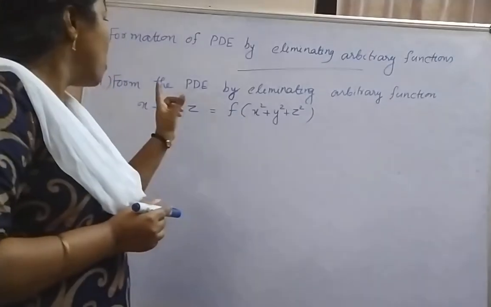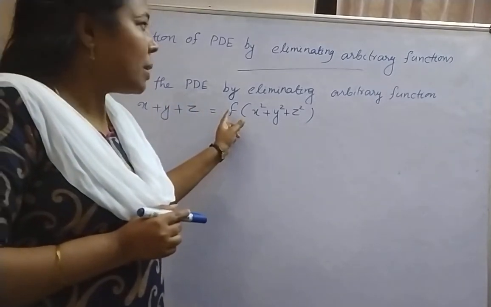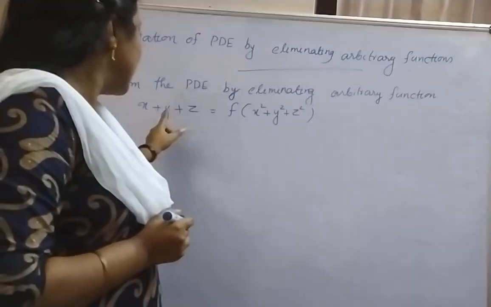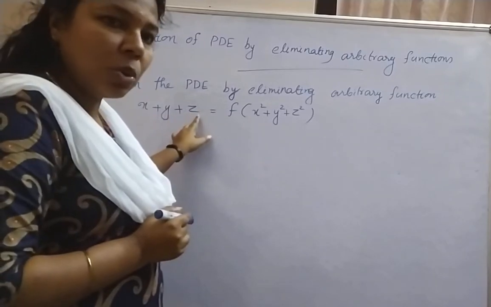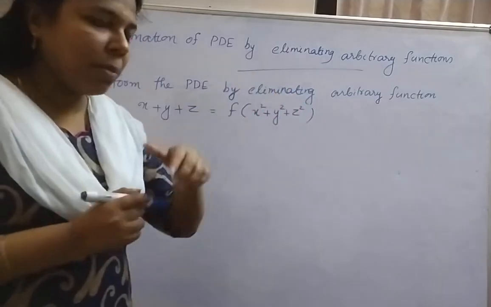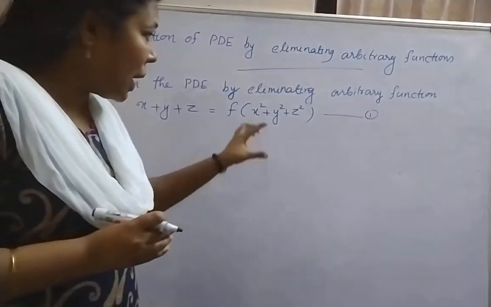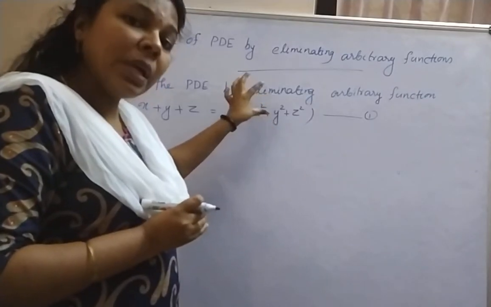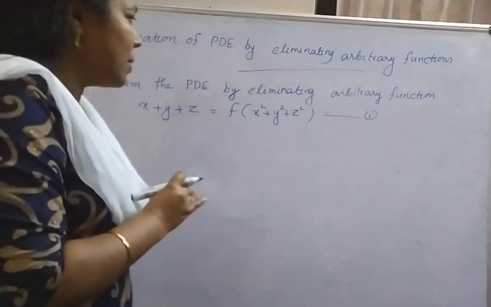Question: form a partial differential equation by eliminating the arbitrary function, x plus y plus z equal to f of x square plus y square plus z square. Put it as equation number 1. Here there is only one arbitrary function, so the PDE should be of order 1.